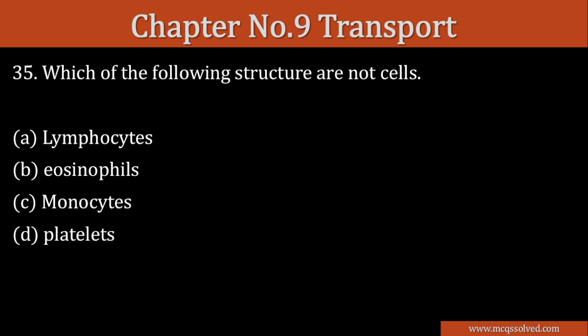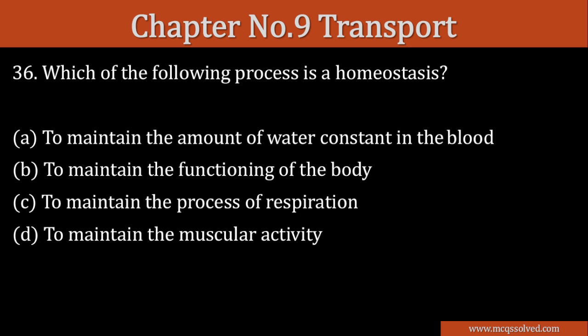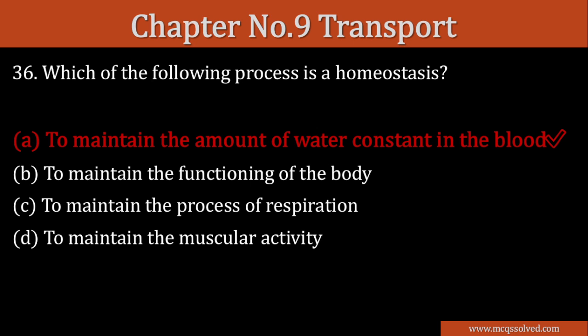Which of the following structures are not cells? Lymphocyte, eosinophils, monocytes, platelets. So the right option is D. Which of the following processes is homeostasis? The right option is to maintain the amount of water constant in the blood.